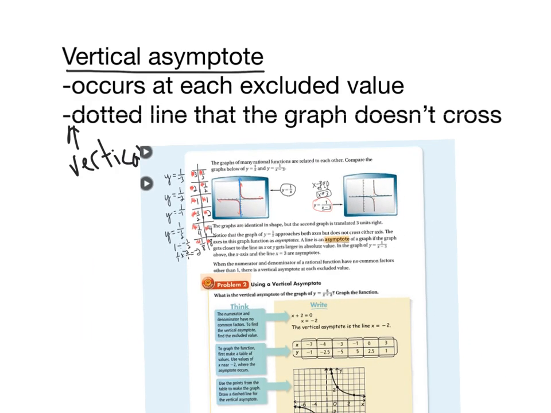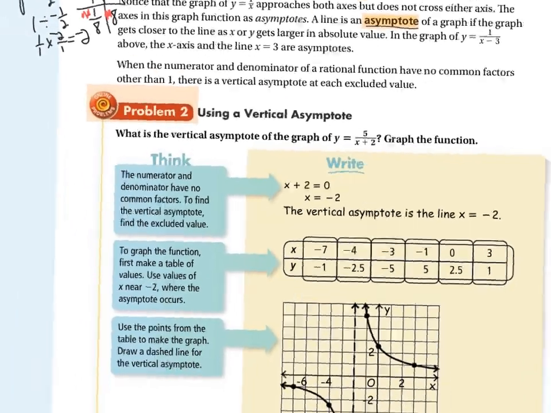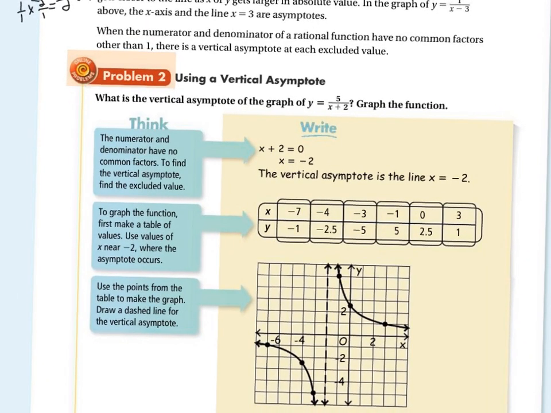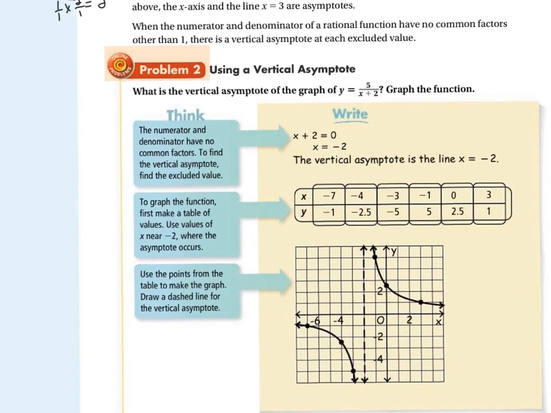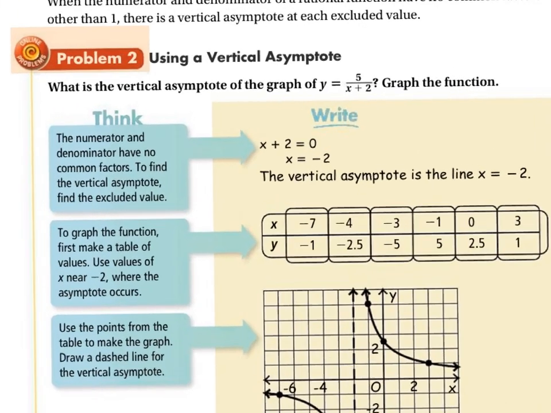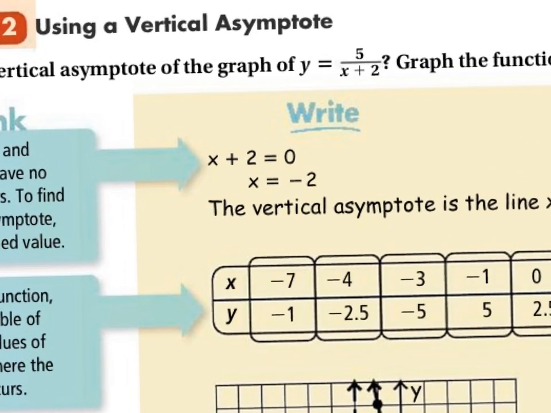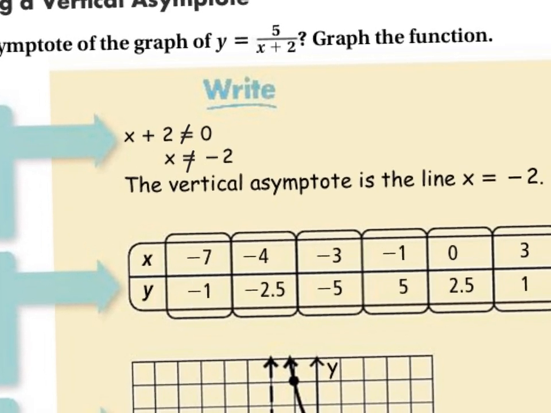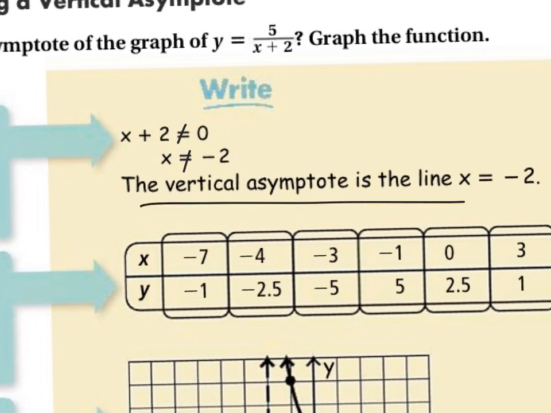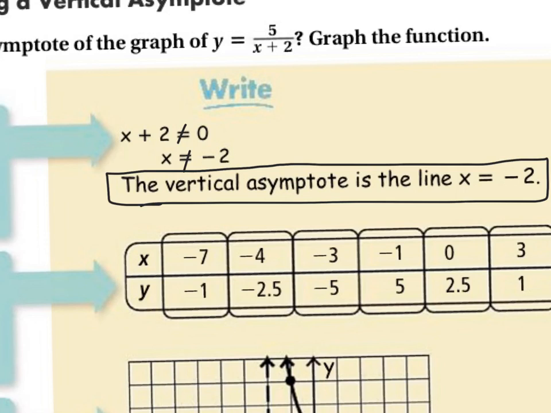So if you look at problem 2, they're asking what is the vertical asymptote of this graph. And again, it's basically the same idea as what we were doing before. The vertical asymptote is going to be at our excluded value. So the denominator is x plus 2. So we could say x plus 2 can't equal 0, which means x cannot equal negative 2 if you solve that out. So our vertical asymptote is this line, x equals negative 2. Again, that's kind of that invisible fence, that force field that they are not going to be able to cross over here.